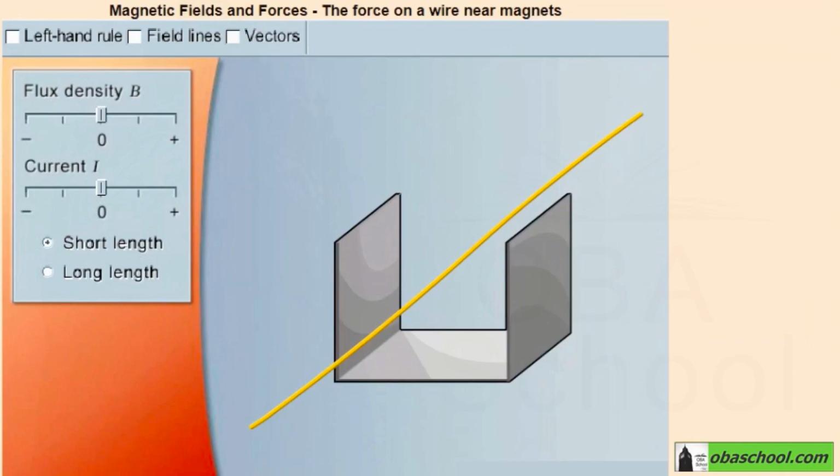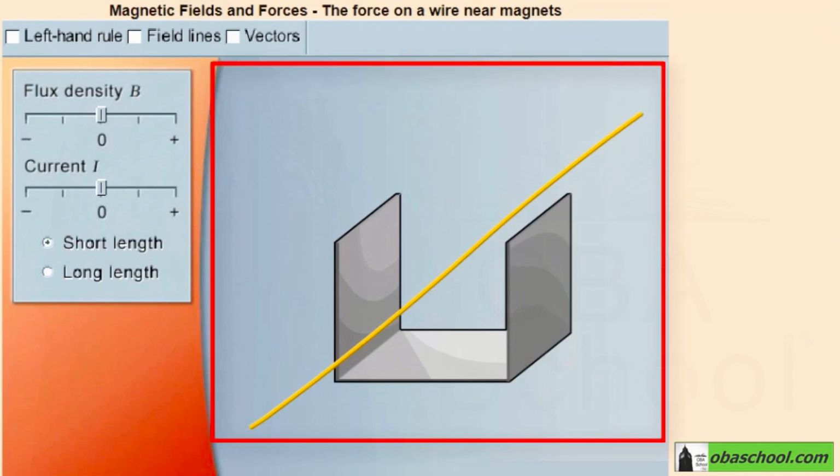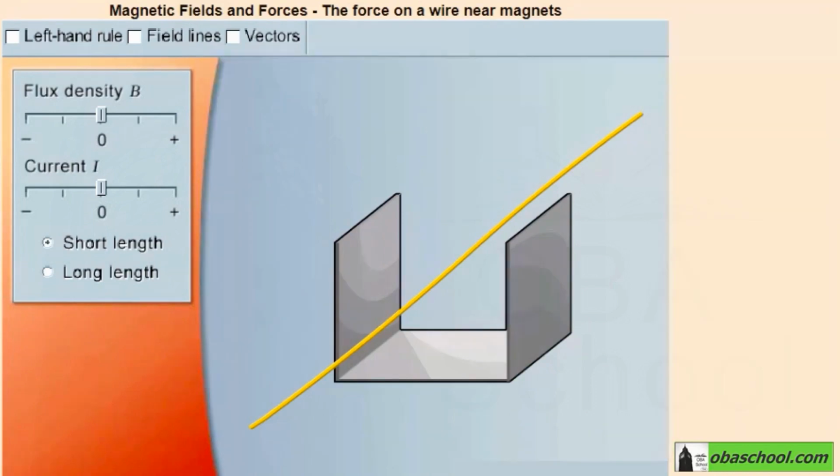Hello everyone, in this simulation we're going to investigate the flux density effect on the size of the force on a wire in a magnetic field. Here you can see a piece of mild steel bent into a U shape onto which magnets can be fixed. A conducting wire is passing through the middle of the U-shaped steel.